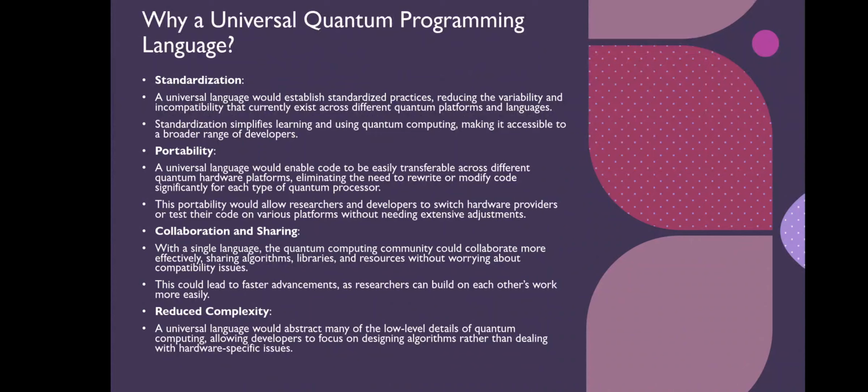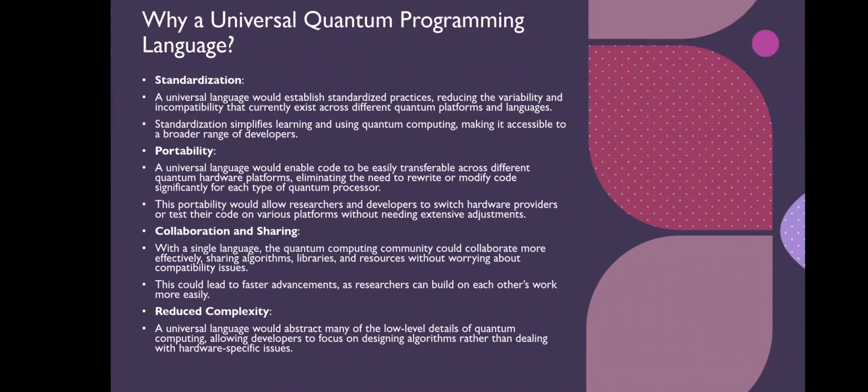Standardization. A universal language establishes standardized practices, reducing the variability and incompatibility that currently exists across different quantum platforms and languages. Standardization simply simplifies the learning and using of quantum computing, making it accessible to a broader range of developers.